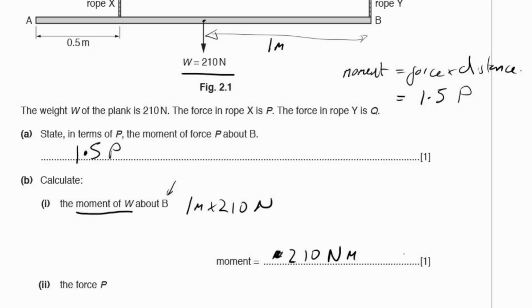There we are. Now here I've got the units for moment, which is Newton meters. In fact, there you go. There's a reason why you have to be careful. State in terms of P. I didn't put the units in. Newton meters. Make sure you're writing those units in.